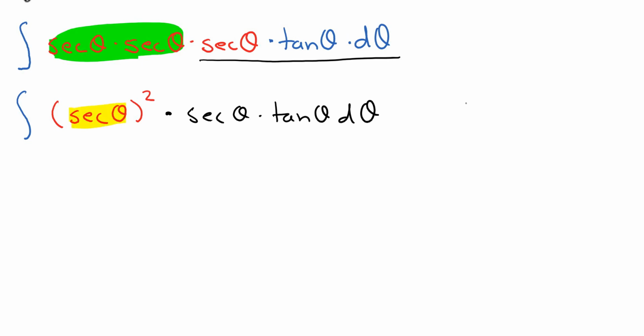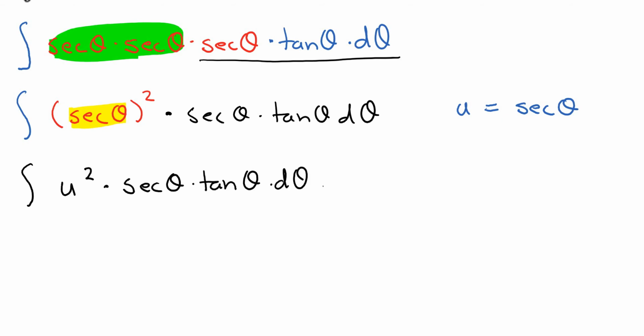So let's go ahead and just do that, and let's just see what happens here. So u equals secant theta. And then if I do that, I now have the integral of u to the power 2 times, I'll put this in black here, secant theta times tan theta times d theta.